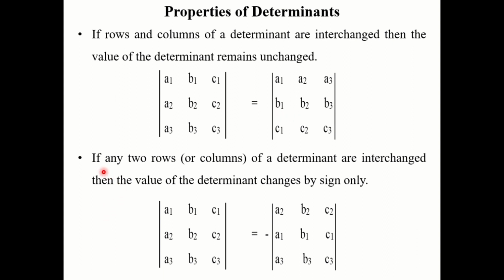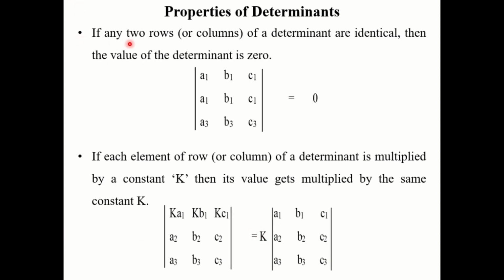Second property: if any two rows of a determinant are interchanged, then the value of the determinant changes by sign only. If any two rows or columns. Here you can see in the example A1, B1, C1, A2, B2, C2, A3, B3, C3. I have interchanged the first row with the second row. You can see here the first row is now the second row, and the second row is now the first row. Then the value of the determinant is changed by sign only.